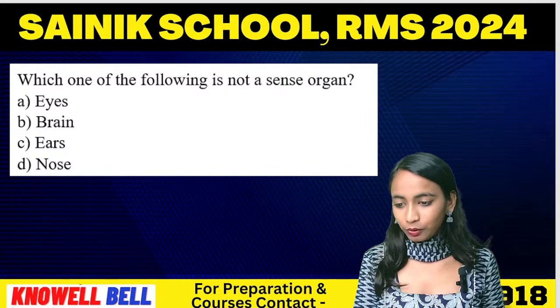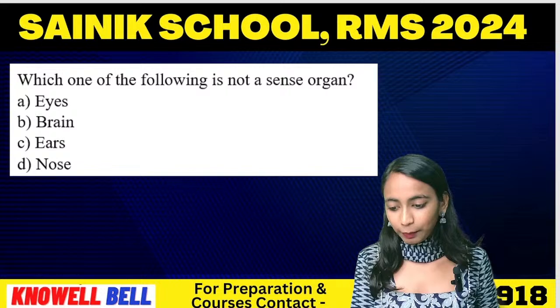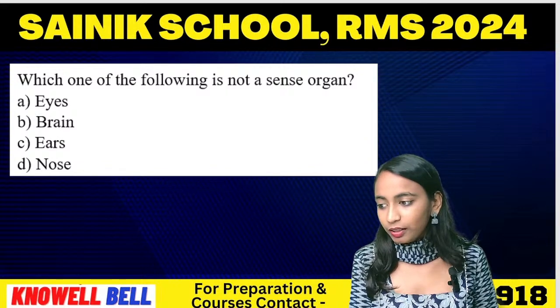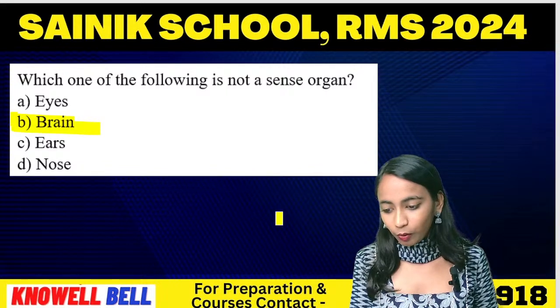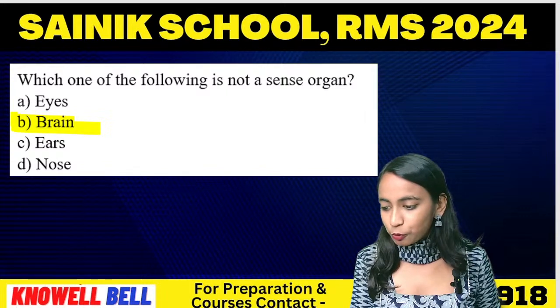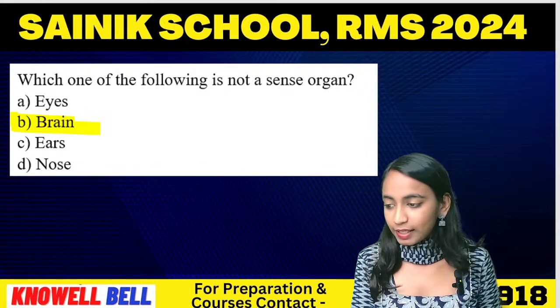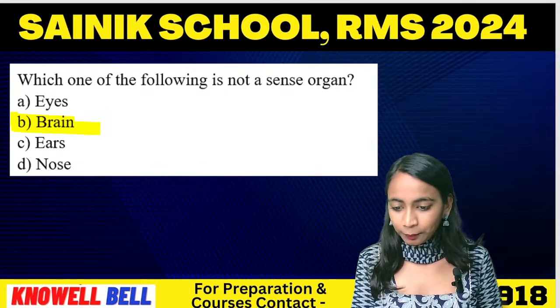Okay, so let us have a look. The right answer for the question is brain. यहाँ पे brain is not a sense organ. Rest of the others, क्या है हमारे? All the rest of them are sense organs except the brain. Brain is not a sense organ over here. Rest of all the others, they are the sense organs. Okay, clear to everyone?